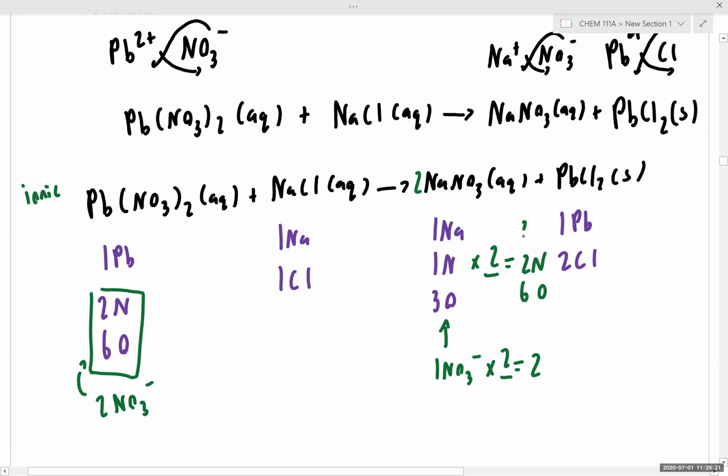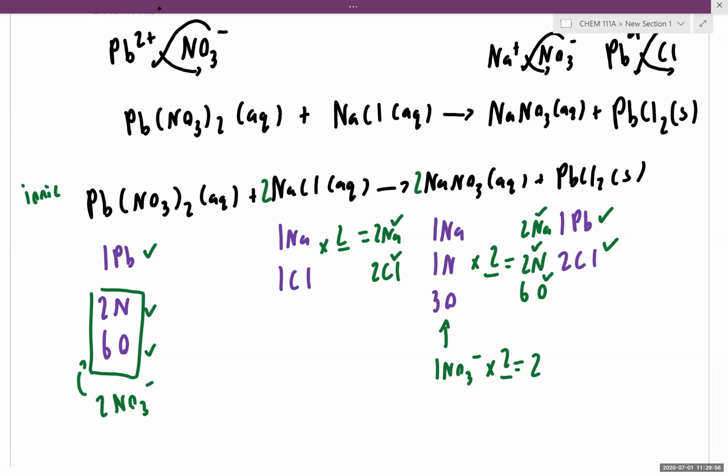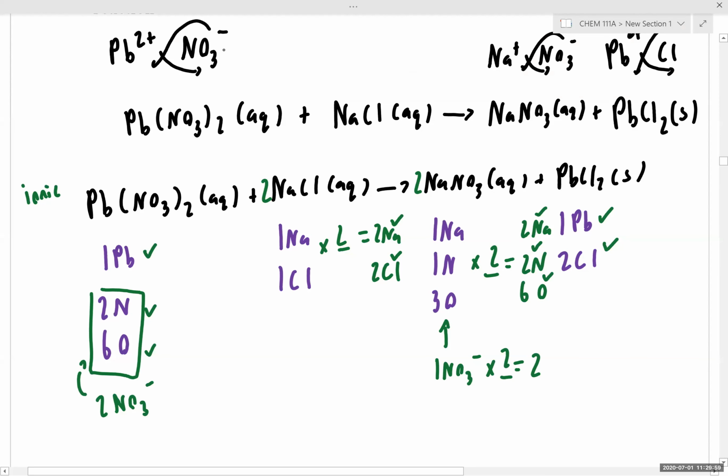So we have 2 nitrogens, 6 oxygens, and 2 sodiums. Okay, now sodium is unbalanced. So 1 times what would give us 2 sodiums? 1 times what gives us 2? 2, yep. So we have 2 sodiums and 2 chlorines. Lead's balanced, chlorine's balanced, sodium's balanced, nitrogen and oxygen are balanced. If you think about things in terms of ions, it can certainly reduce the amount of bookwork that you have to do for these ionic equations.